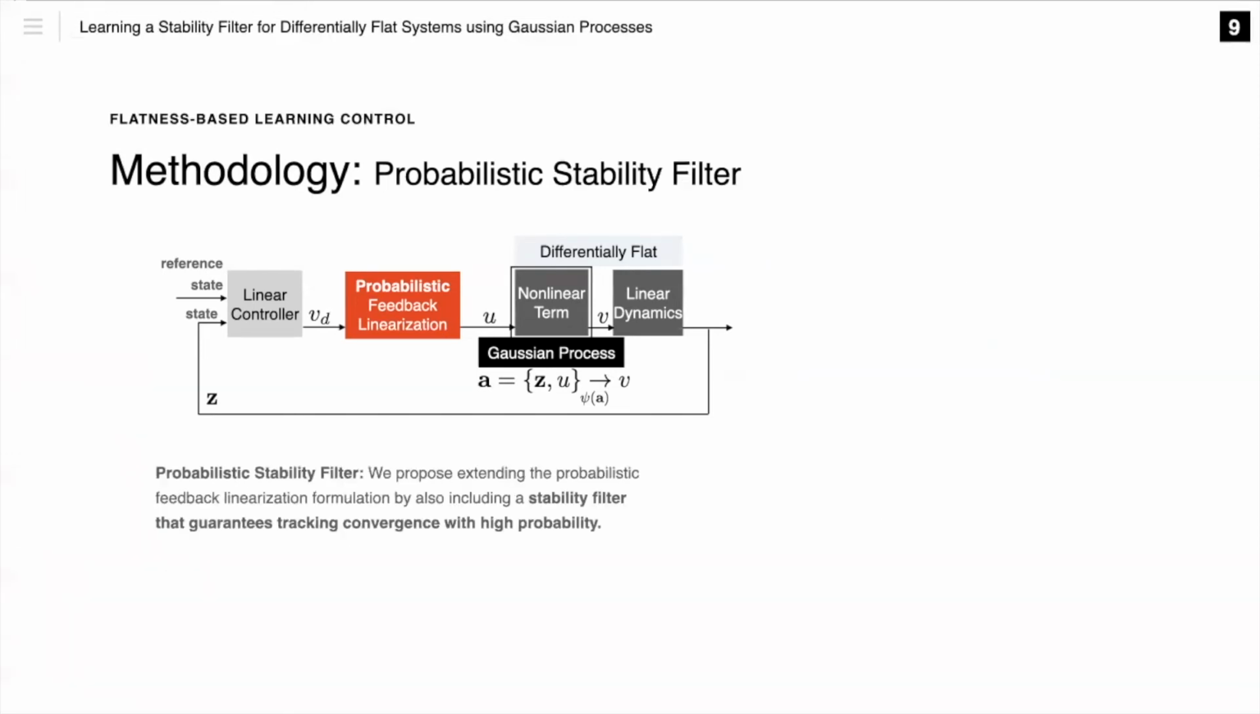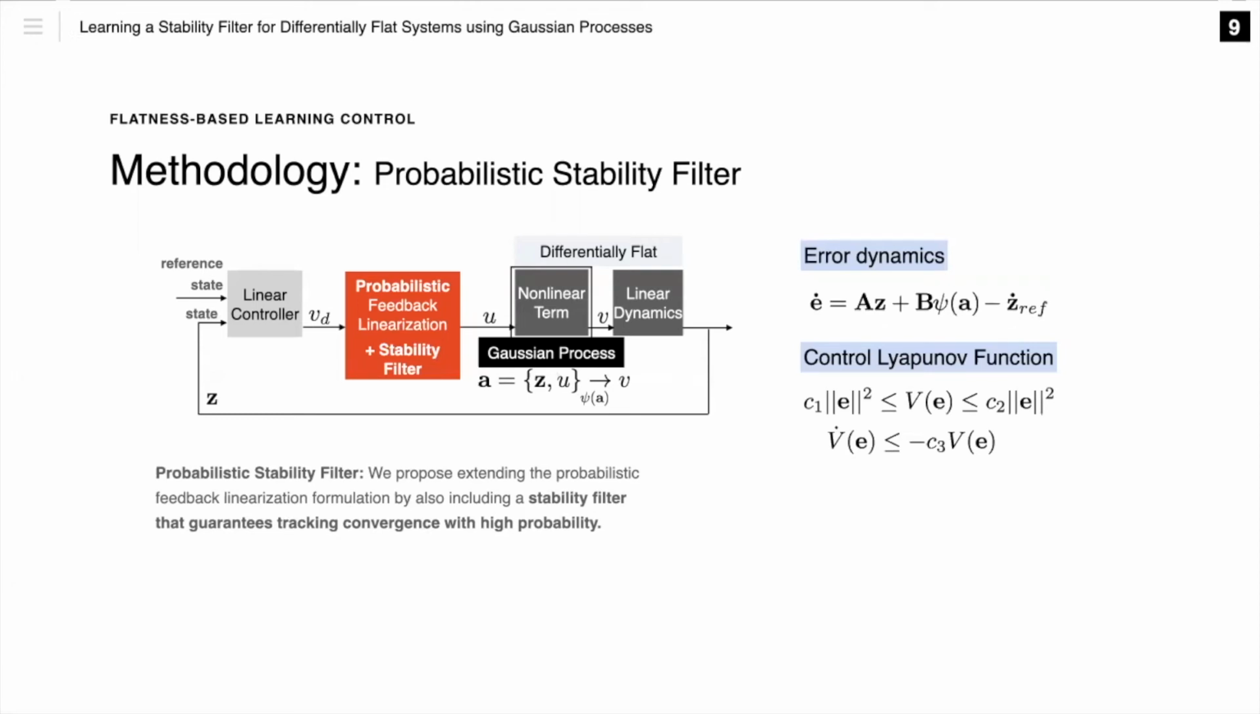We propose extending the probabilistic feedback linearization formulation by also including a stability filter that guarantees tracking convergence with high probability. To do this, let's first consider the error dynamics, where E is the error between the state Z and the reference state, and A and B are the matrices that describe the linear dynamics, and Z dot is the derivative of our reference state.